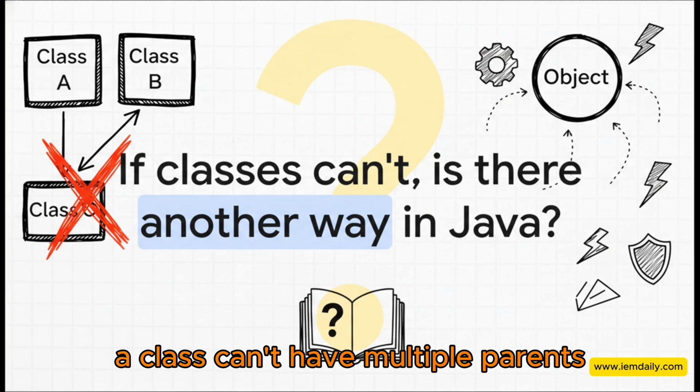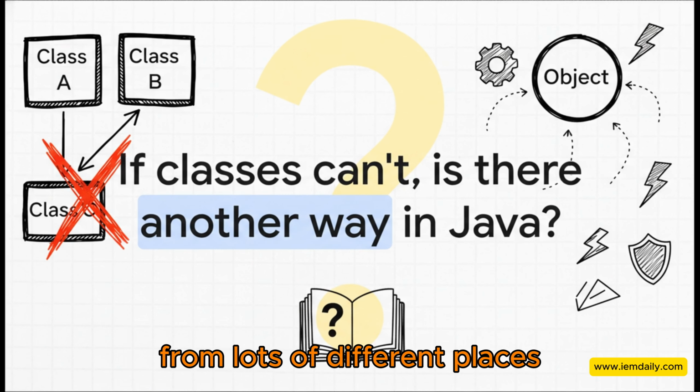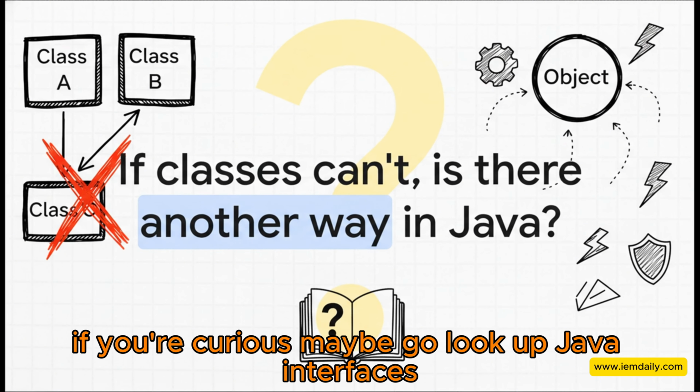A class can't have multiple parents. But what if you still need an object to have behaviors from lots of different places? Well, it turns out Java does have another way to do that. If you're curious, maybe go look up Java interfaces.